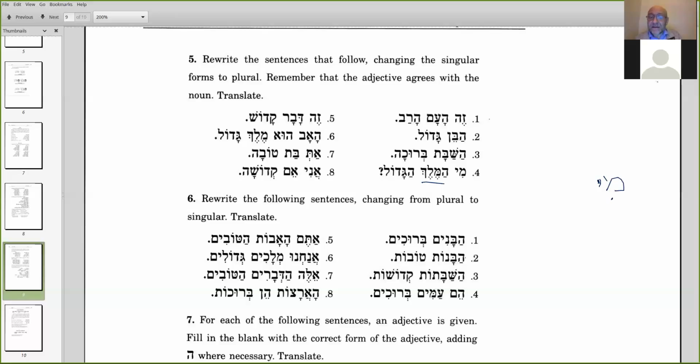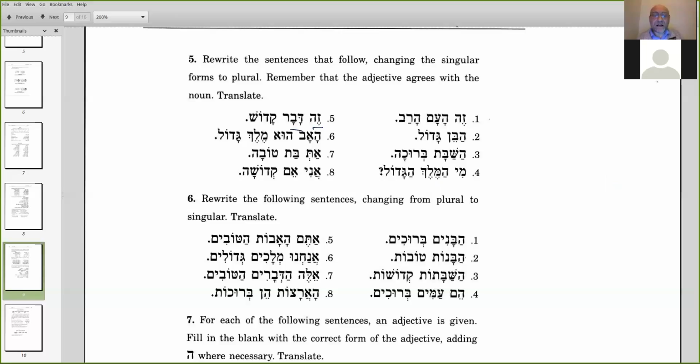Ha-melachim, and then the ha-gadol is going to change to masculine plural. Well, this is the same pattern, hirik yod mem sofit, so we're going to say ha-gadolim, okay? All right. So I think we're starting to get the idea here. Here's another one of these ze ones.